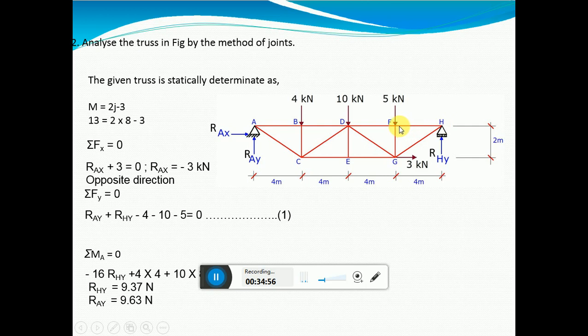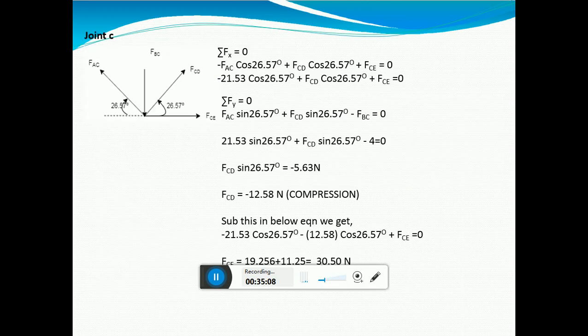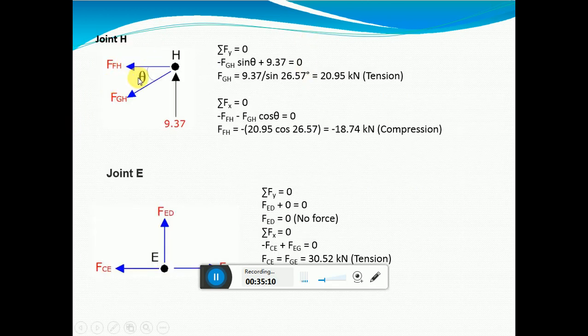Joint H: there is one force here, one force here, and one horizontal, with RH acting here in the vertical direction. So for that particular joint, forces are in tension. Substitute and find out summation Fy is equal to 0. Along the y direction, FGH is minus FGH sine theta, where theta is nothing but 26.57, plus 9.37 is equal to 0. So FGH is equal to 20.95 kilonewton in tension.